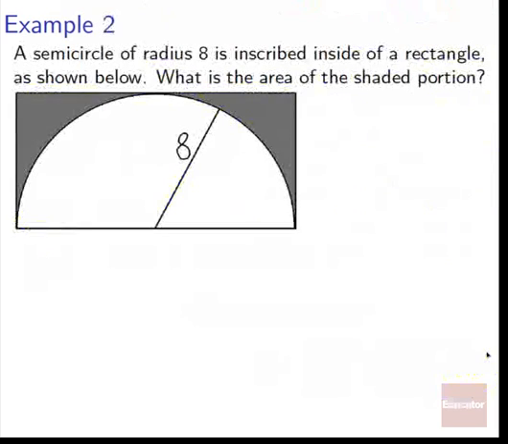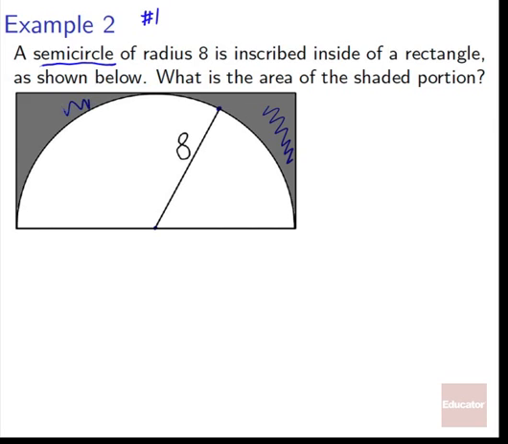Great. Example two. First thing we want to do, we want to understand what is going on. So very first thing, we've got a semicircle of radius 8 inscribed inside of a rectangle. So we might go, what's a semicircle? Oh, well, we look at the picture. Yeah, a semicircle is half of a circle, right? Semi, half, half a circle. Makes sense. So it's radius 8, from center to edge is 8. Great. It's inside of a rectangle, so it's inscribed. We see exactly what it looks like. What is the area of the shaded portion?